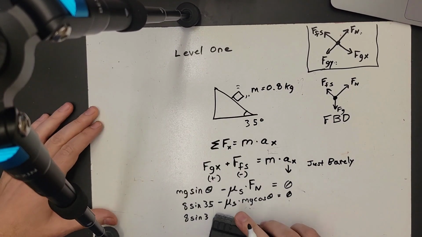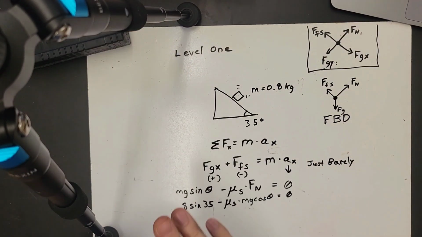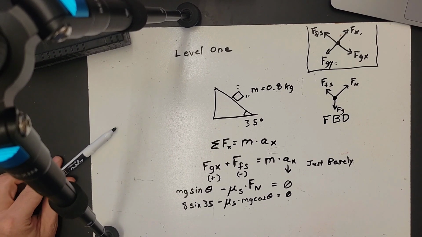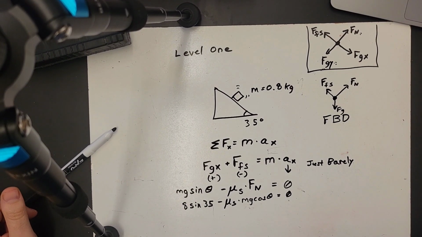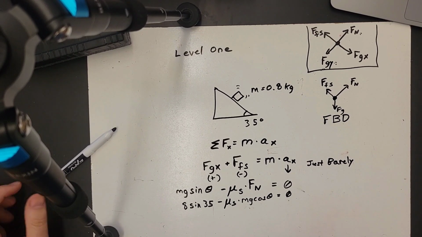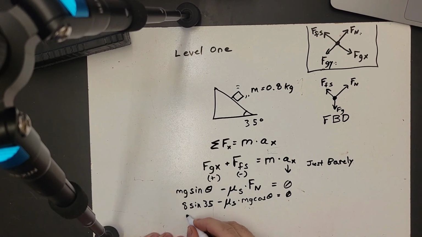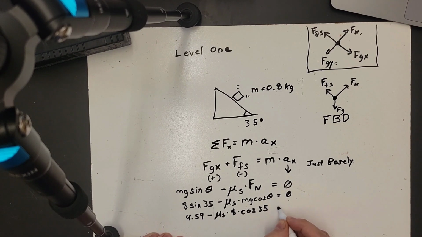Now, let's go ahead and get the calculator and get the answer for that one, shall we? Go calculator powers. Sine 35 degrees is 0.57-ish times 8. 4.59, I'm going to round that to, minus mu s times 8 times cosine 35.